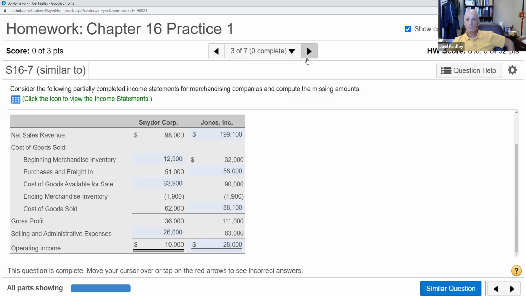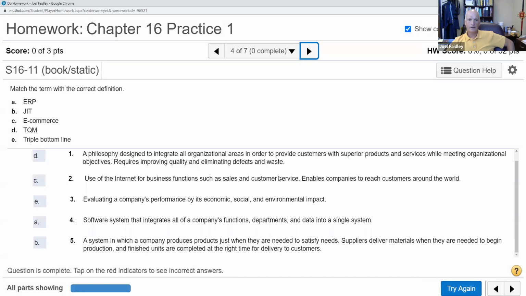All right, number four. Another fill in the blank. You can look at the answers there. Of course, you've got that already in your homework. I think it gives you the answer after so many tries.